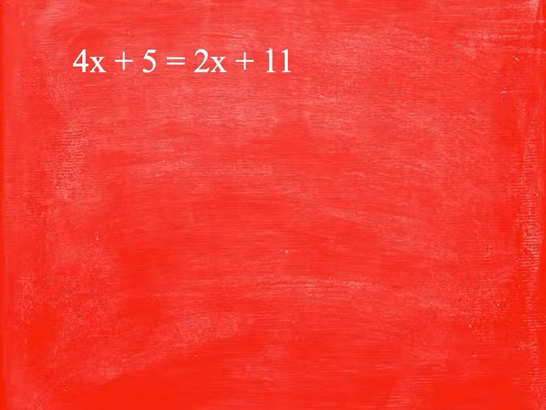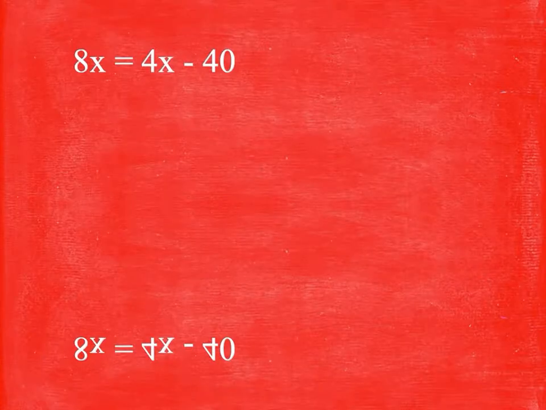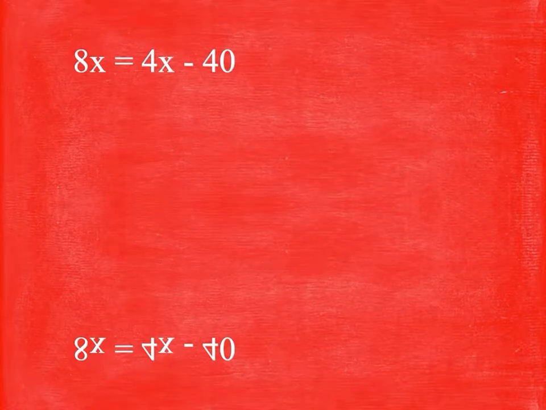Equations are very important to check. You can make sure you have your answer right as long as you check it. Let's do another example. Alright, so now we have 8x equals 4x minus 40. So what we're going to do, we're going to take this x and bring it over to the left-hand side. Minus 4x, minus 4x. Since these are like terms, then I'm good to go.